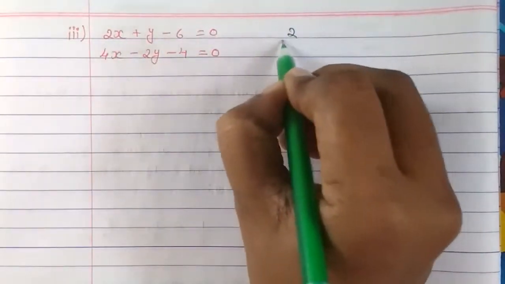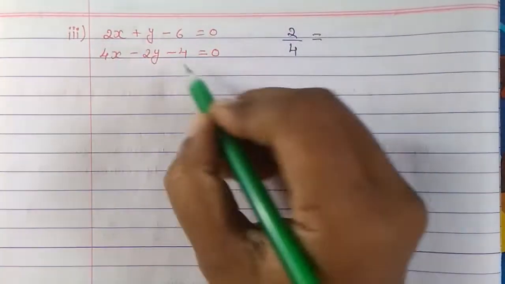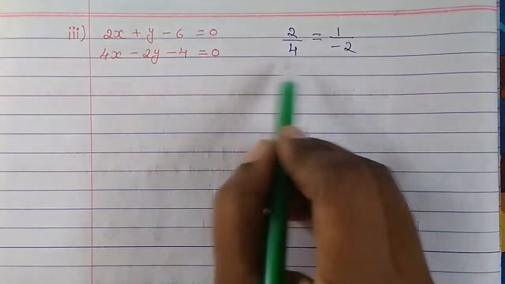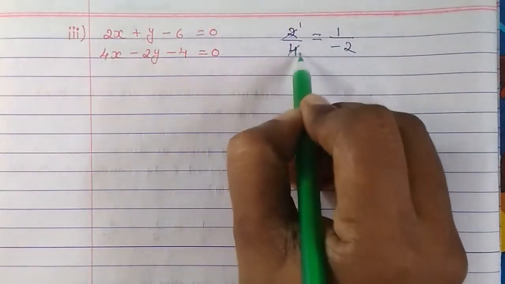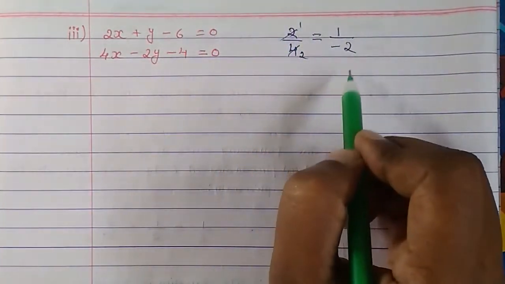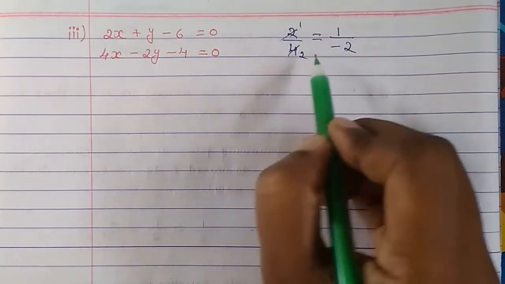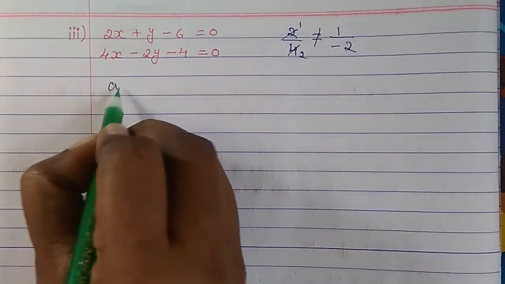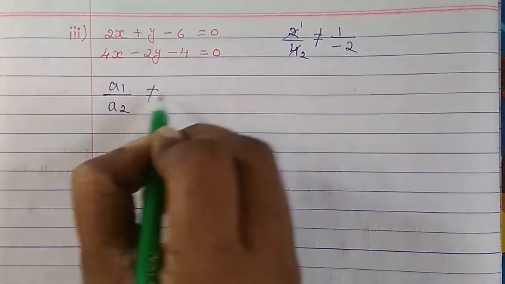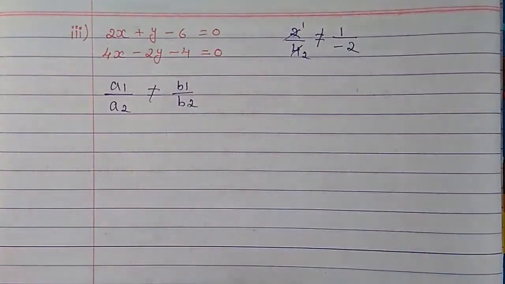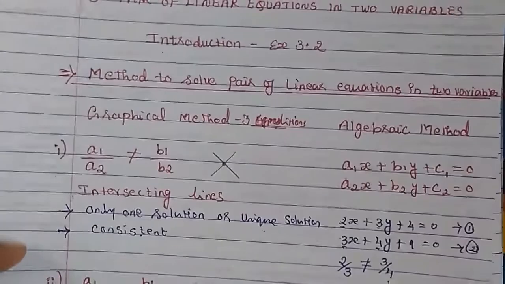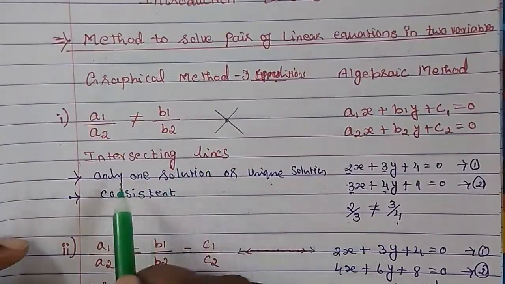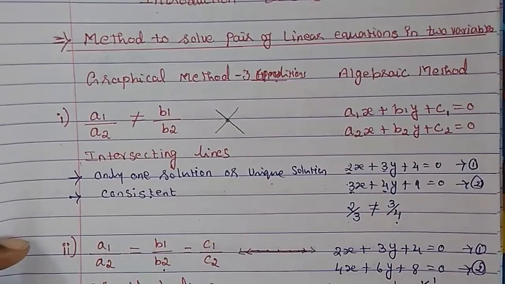This is 2 upon 4 equal to, here 1 we have and here we have minus 2. So let's compare. If we are simplifying, 1 times 2, 2 times 2. So 1 upon 2, here also 1 upon 2. But here minus 2 we have, here we don't have minus. So this is not equal. So therefore our condition is A1 upon A2 is not equal to B1 upon B2. So if this is a condition, what we will get? When this is a condition, it will be intersecting lines. There will be only one solution and it is consistent.